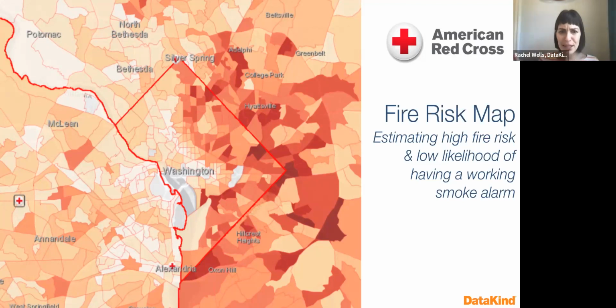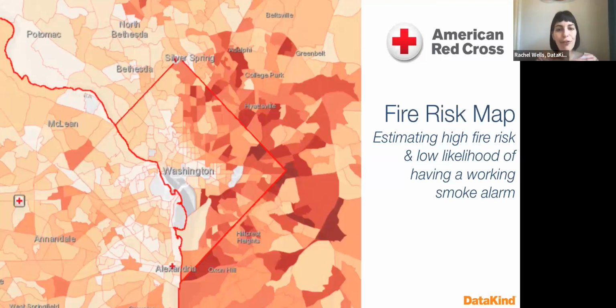But the question remained of what was Red Cross actually going to do with this machine learning tool? And it turned out the answer was quite a lot. Since the launch of the campaign, the Red Cross, in partnership with local fire departments, conducted nearly 900,000 home fire safety visits and installed more than 2.1 million smoke alarms in high-risk homes across the country, which ultimately connected to documenting 794 lives saved.